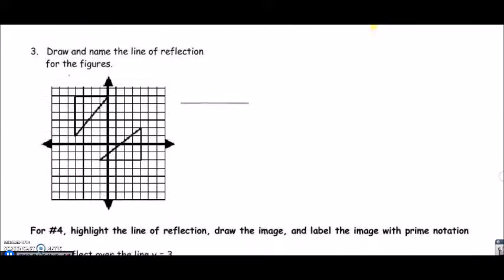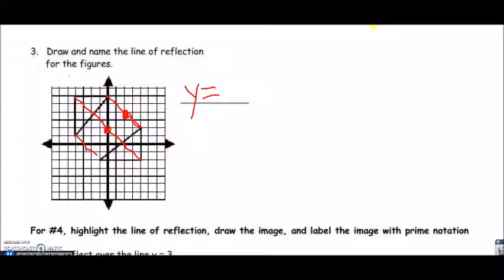Number 3, draw and name the line of reflection for the figures. So you've got to figure out what you did. Well, you went at a diagonal, so you know it's going to be y equals something. So you went 1, 2, 3, so that would be 1.5. You went 1, 2, 3, 4, 5, 6, 7, 8, so that would be 1, 2, 3, 4. You went 1, 2, 3, 4. So it would be 1, 2.